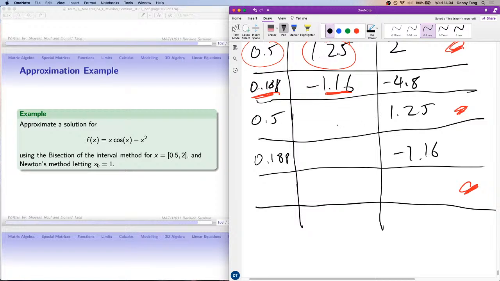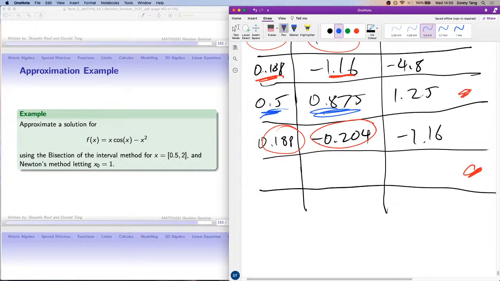The half of this interval is 0.875, and that evaluates to negative 0.204. As you can see, these are both negative again, so we're going to take these two. Then we do it again, and again, and again.